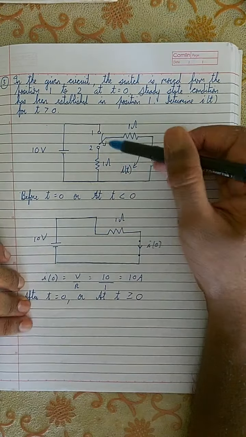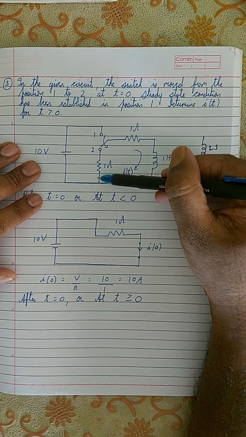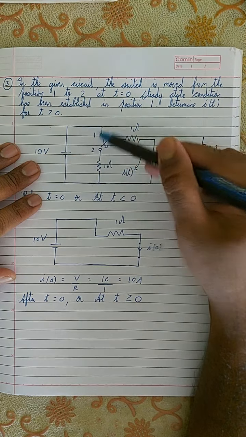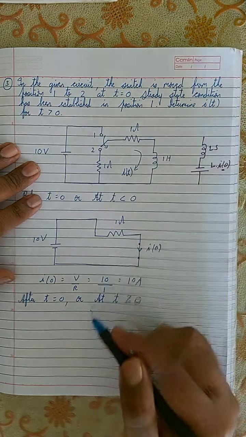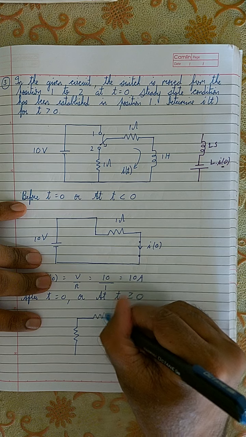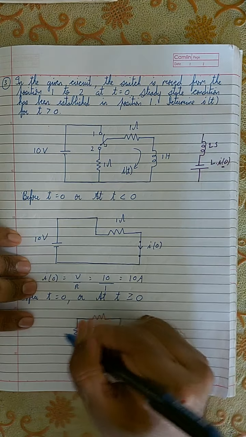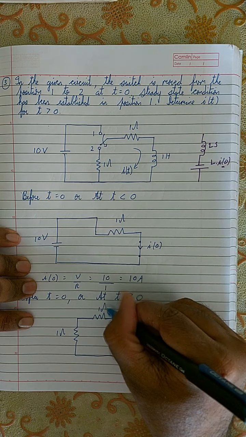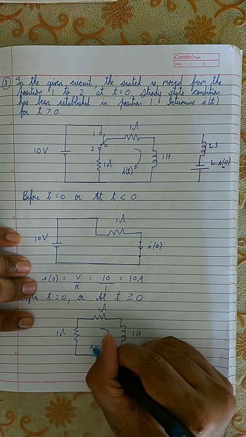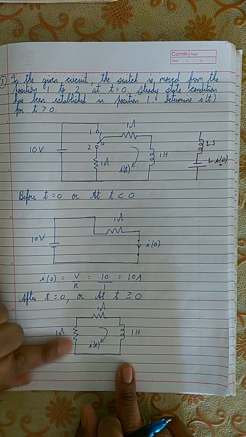Position 2 means, look over here, it will be in this position, right? So it will be connected to this resistor, and this portion will be removed, right? This portion will be open. This part of the circuit will be open, so no current will flow through it, so this portion will be removed. So this is the circuit: 1 ohm, 1 ohm, 1 Henry. This is the circuit when the switch is at position 2.